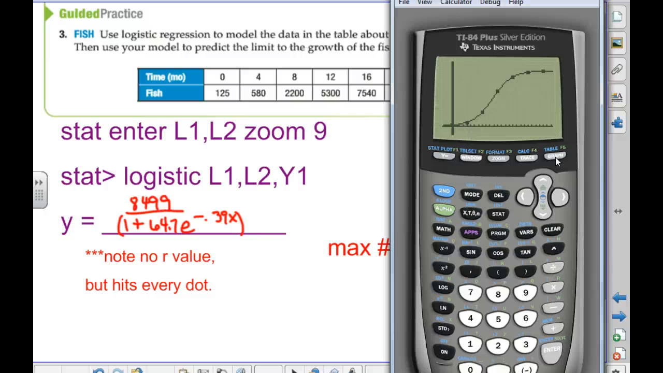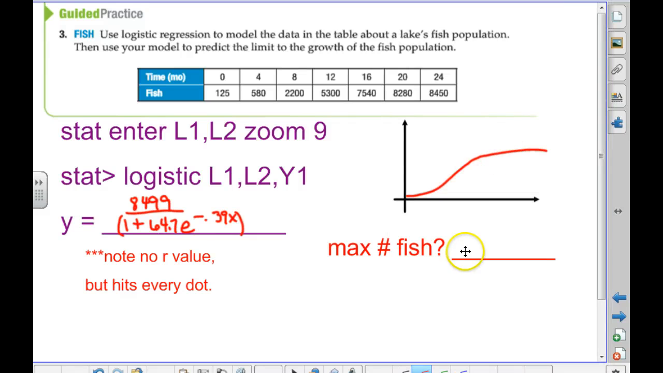What do you think, guys? Yeah. If you went to the table and said, I want to go out 100 months or 200 months or whatever, it's getting really close to 8,500. It would actually be limited at 8,499 according to our regression equation. But yeah, I put down 8,500 fish, which seemed about the max. Everybody okay?